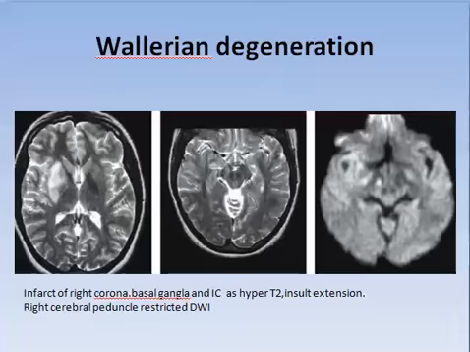Now what is this? Here we get what we call Wallerian degeneration. The infarct is seen at the region of the right basal ganglia, subsylvian region, territory of the middle cerebral, but it is now extending into the brain stem, and it shows as restriction here in the brain stem. Right cerebral peduncle, restricted diffusion. This is extending from the infarct above. This is called Wallerian degeneration.